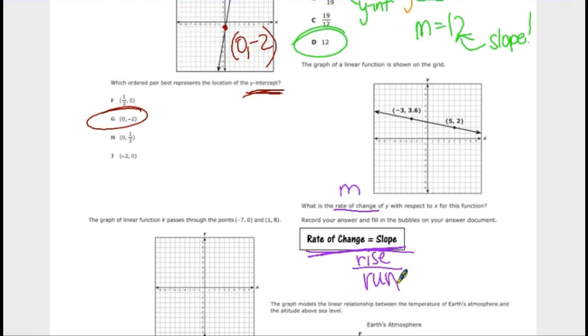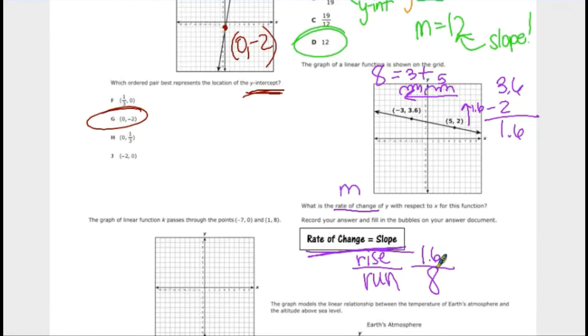So if I look at my 2 points, how much do I have to rise to go from 3.6 to 2? Well, let's just do some quick math. 1.6. So my rise is 1.6. And my run, it says I'm going from 5 to negative 3. So from 5 to get to 0, that is already 5. And then from 0 to negative 3, that's 3. So when I add those together, I'm actually moving 8.